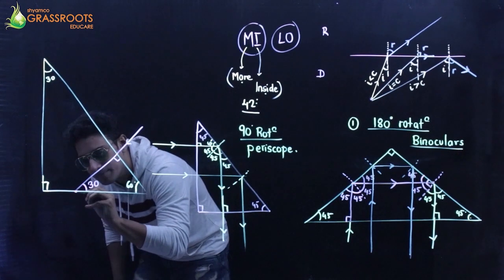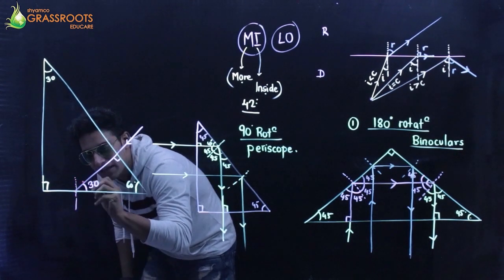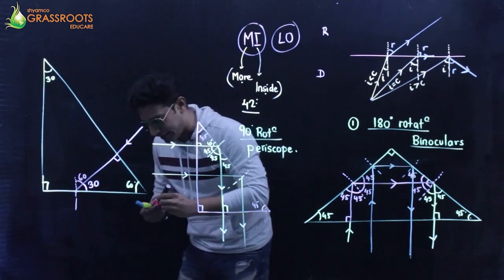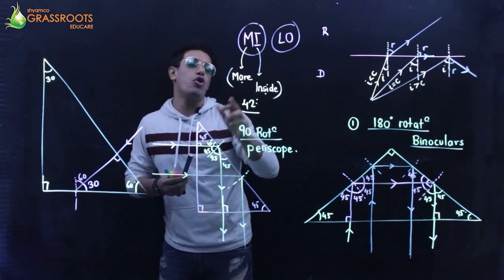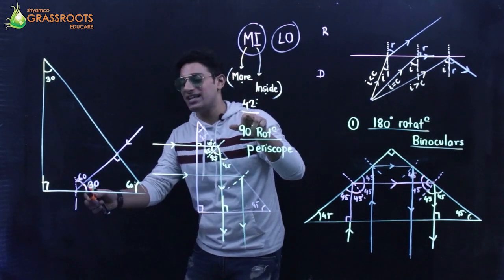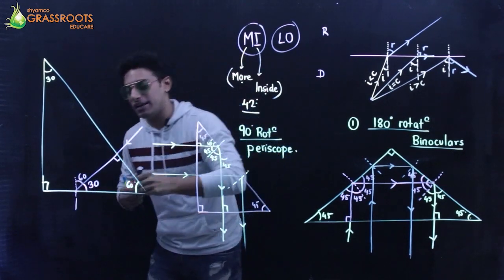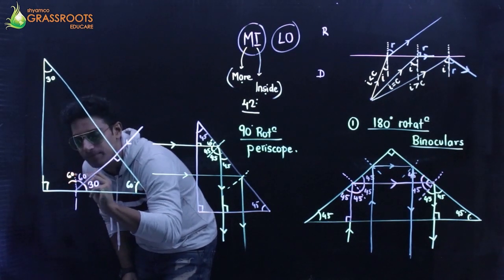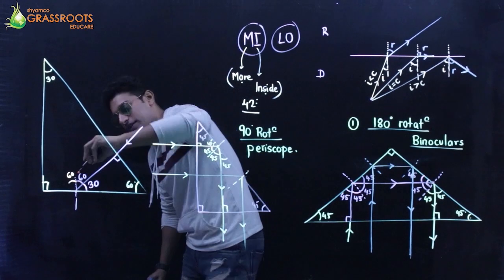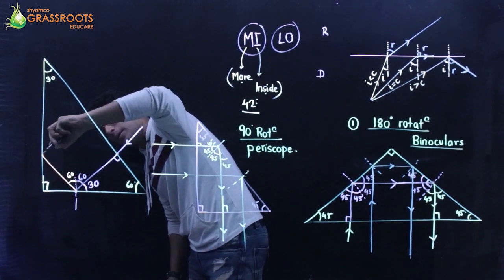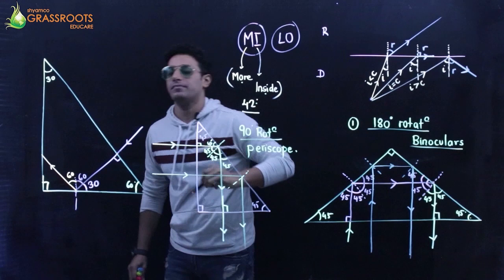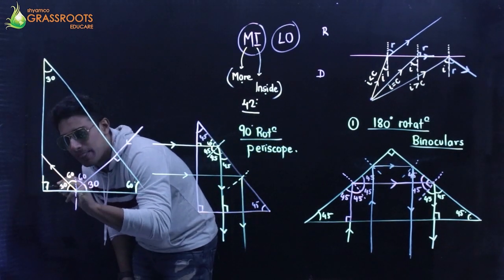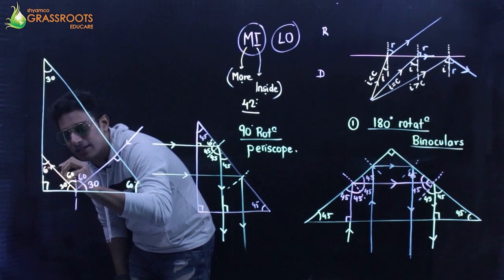At this point, you make a normal. If this is 30, the exterior angle will be 60. Perfect. It's more than 42. 60 is more than 42. The ray remains inside. Angle of incidence is equal to the angle of reflection. Total internal reflection concept. It goes out here. Now, this is 60. This one will be 30, 90. This has to be 60.